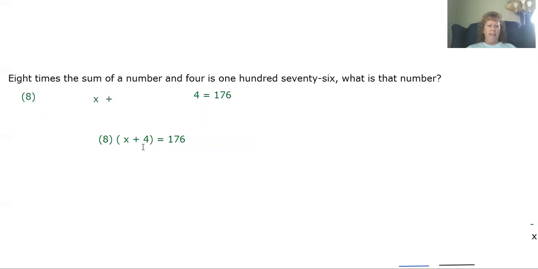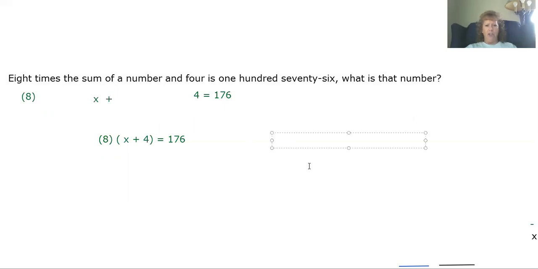So in the parentheses, we have x plus 4. And we can't add that, so we're going to have to do something else to solve that. What we're going to do is multiply 8 times each thing in the parentheses. And I'm going to take a minute and show you how that's going to work.